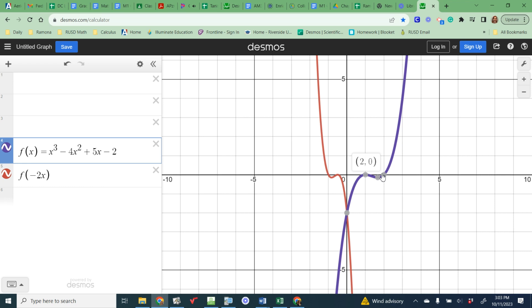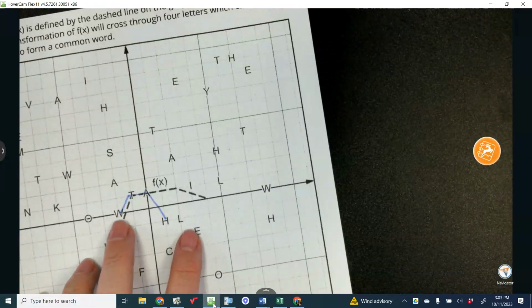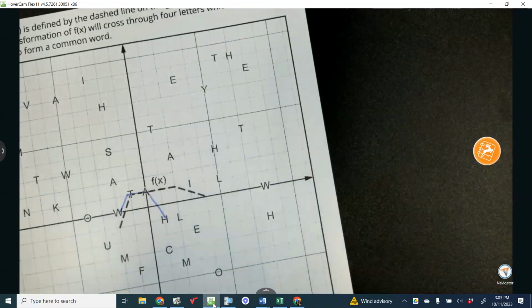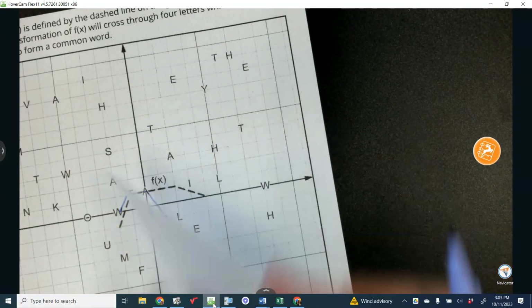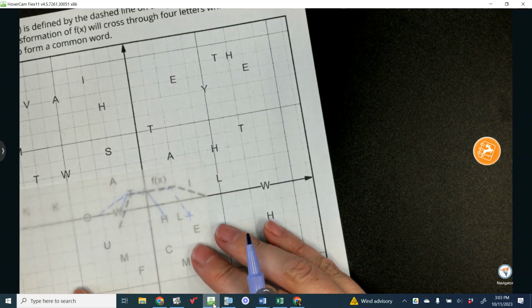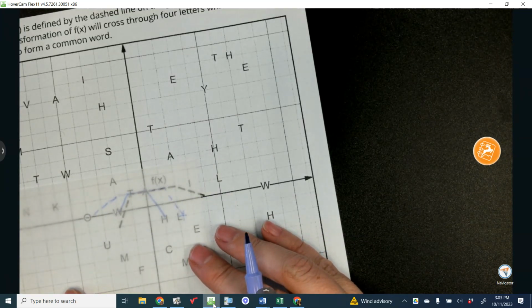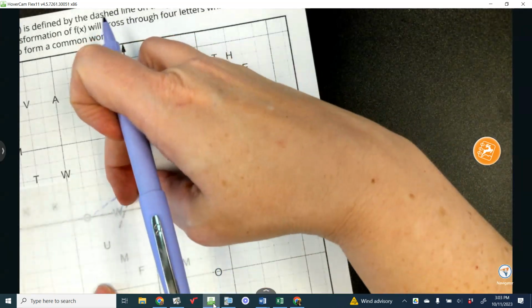We'll do what we can. And again, I think this is the word that's going to be. So anyway, I flipped it across the x-axis. And then I made it squished in by factor 2. So based on the letters.